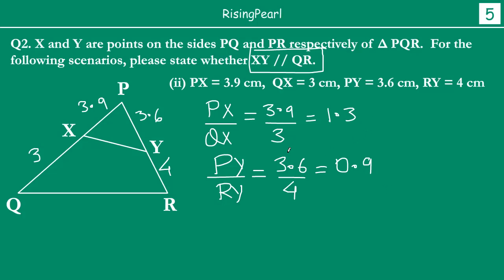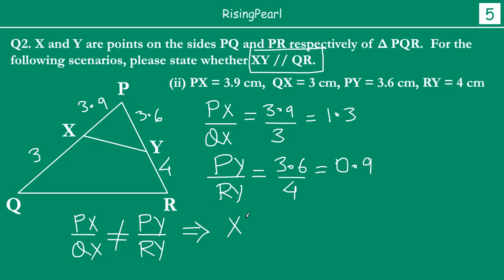So in this case, friends, what we see is that these two ratios are not equal. That is, PX divided by QX is not equal to PY divided by RY. Because these two ratios are not equal, it implies that XY is not parallel to QR.